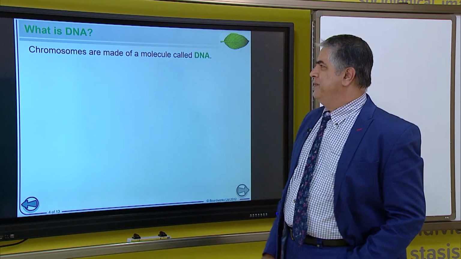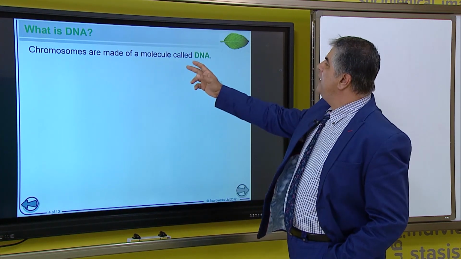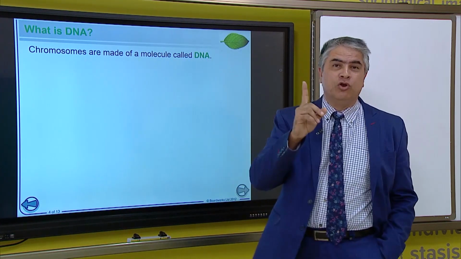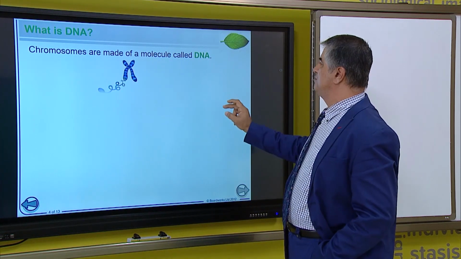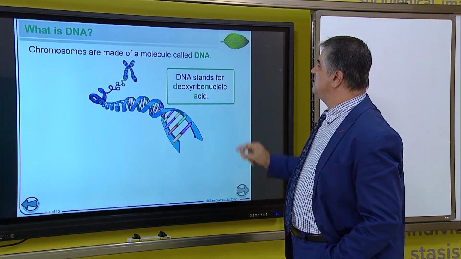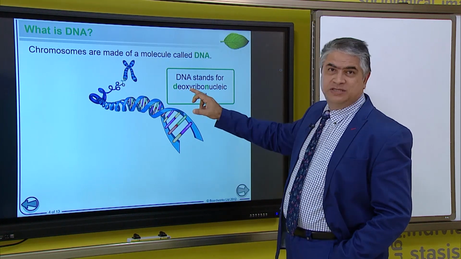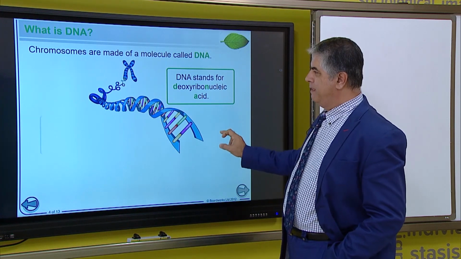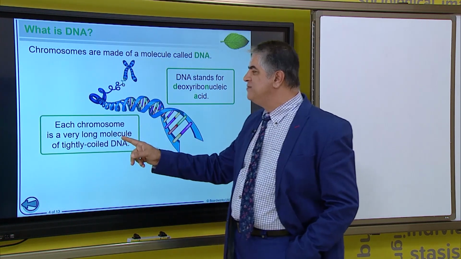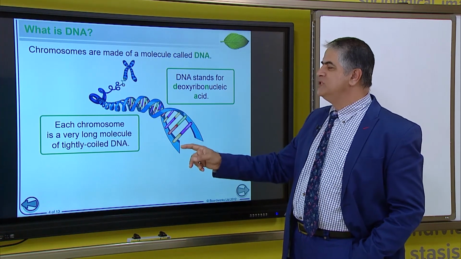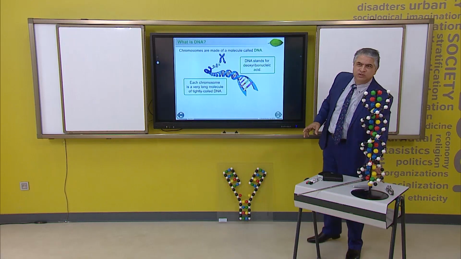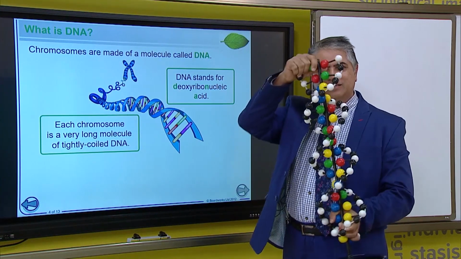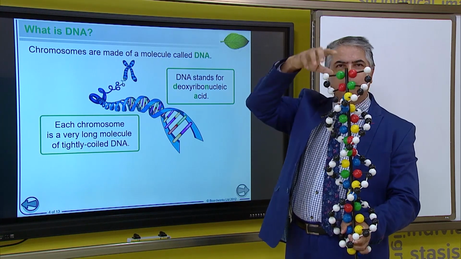So, what is DNA? Chromosomes are made up of a molecule called DNA. A molecule, a single molecule. DNA stands for deoxyribonucleic acid. Each chromosome is a very long molecule of tightly coiled DNA. It looks just like this. It's tightly coiled. It is a coiled spiral form.